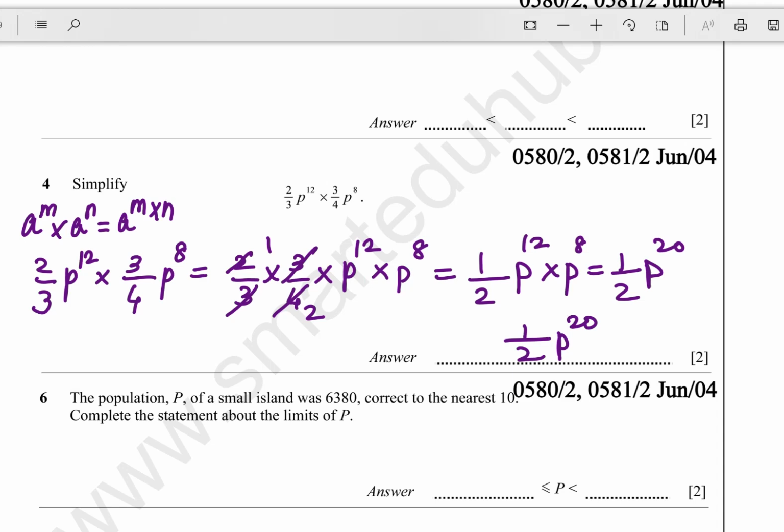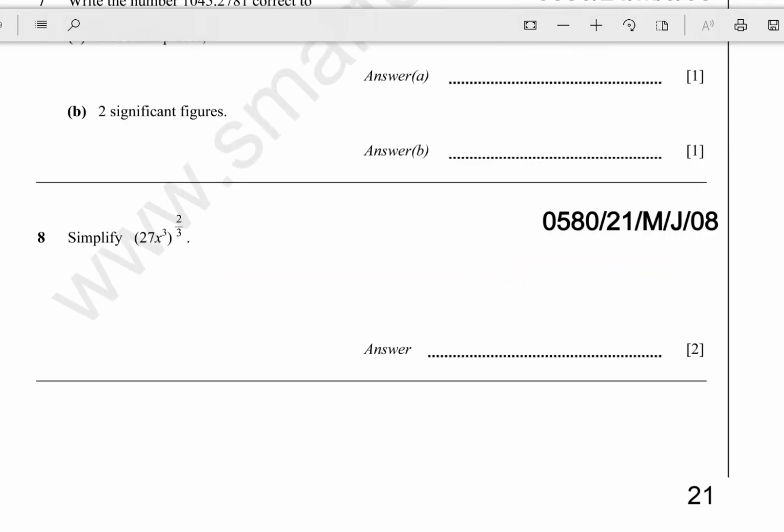Okay, let's take another example. This question is from May June 2008, paper 2-1, and it's question number 8. So this looks like the form a raised to m the whole raised to n is equal to a raised to m into n. So let's see how we can use this.